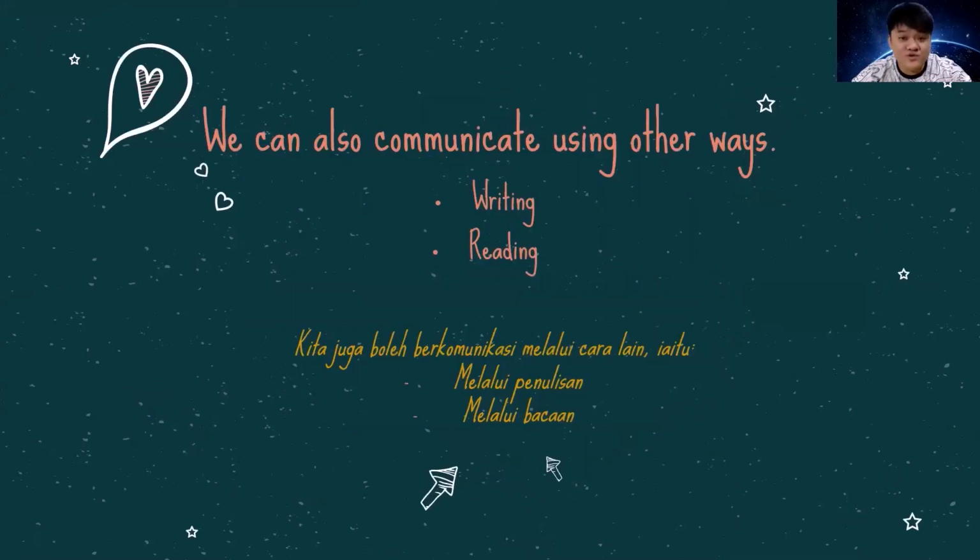We can also communicate using other ways. For example, we use writing, when we write with our pencil or pen, and we can also communicate using reading. Yes, we read what people write to us. Therefore, we are understanding them better. Therefore, we are communicating. Kita juga boleh berkomunikasi antara satu sama lain dengan cara yang lain, iaitu pertama dengan menggunakan penulisan dan yang kedua menggunakan bacaan.